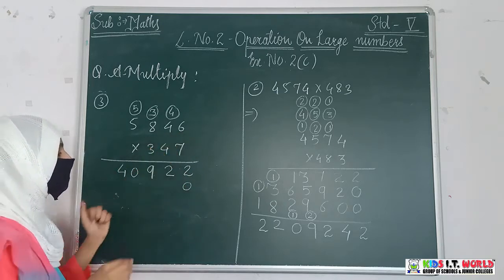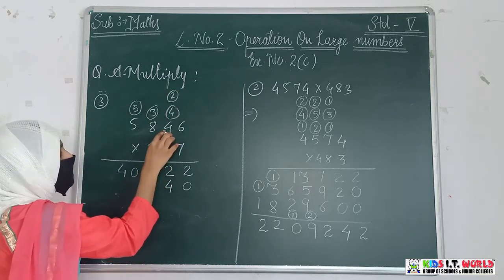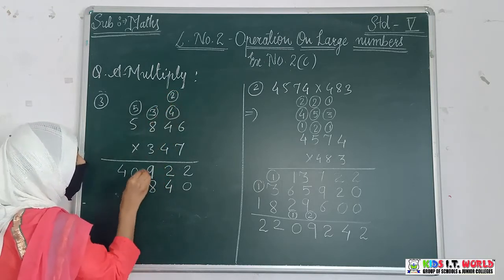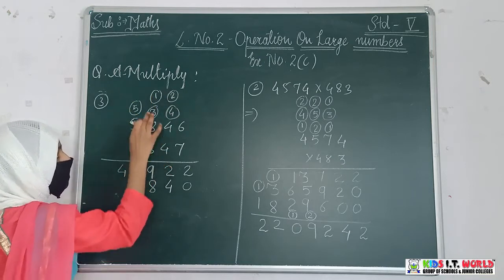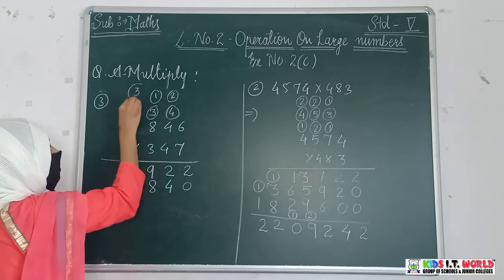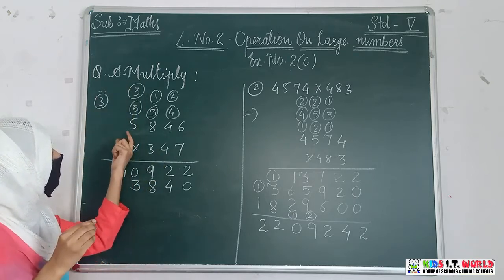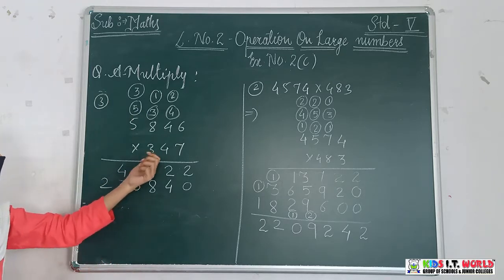Here 6 4s are 24. 2 will be carried. 4 4s are 16. 16 plus 2 is 18. 1 will be carried here. 8 4s are 32. 32 plus 1 is 33. So 3 will be carried here. 5 4s are 20. 20 plus 3 is 23. Now the multiplication by the 4 is over.